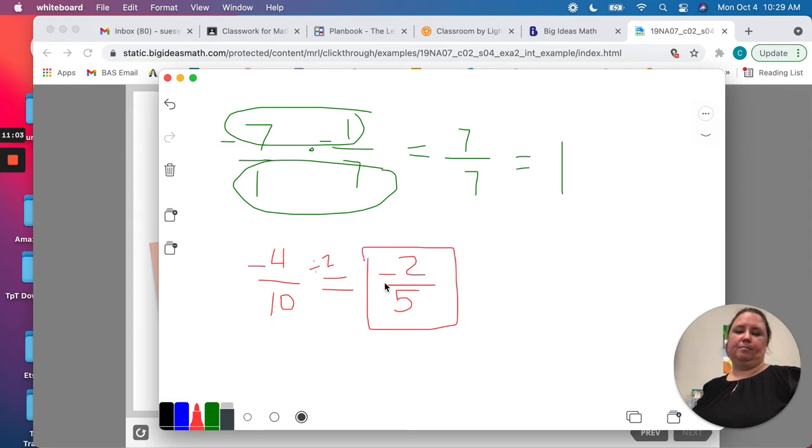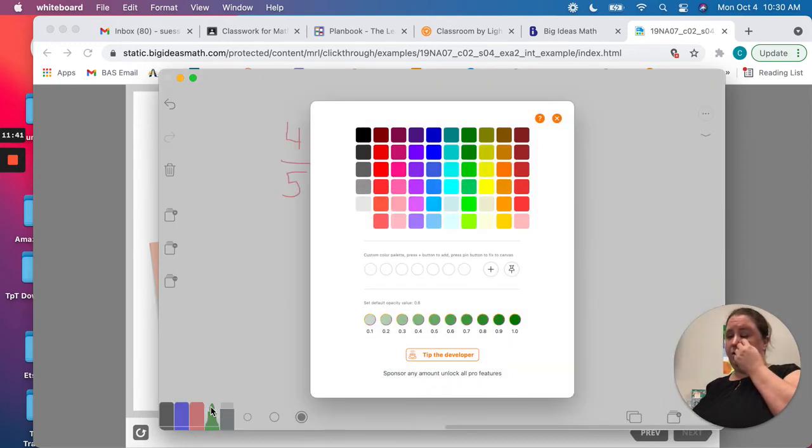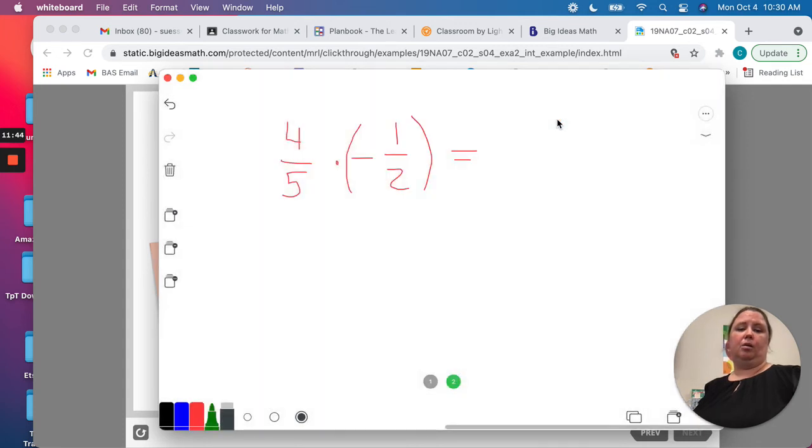Simplify that fraction. Do you want me to show you how they simplified before they did the multiplication? They simplified the problem before they multiplied, which is great. It makes it easier because then the multiplication is simpler. So let me show it to you. It was 4/5, right? Times negative 1/2. So they reduced or simplified within the problem before we did the multiplication.